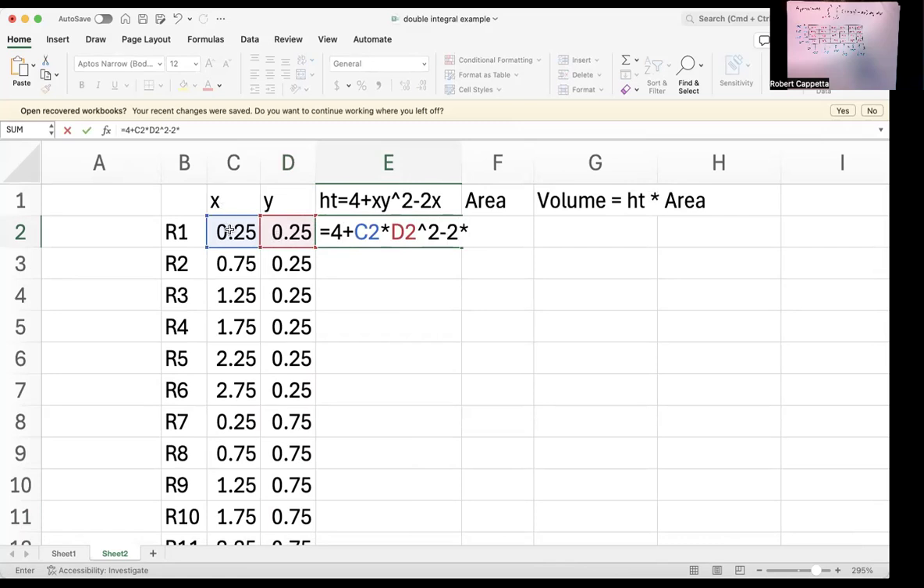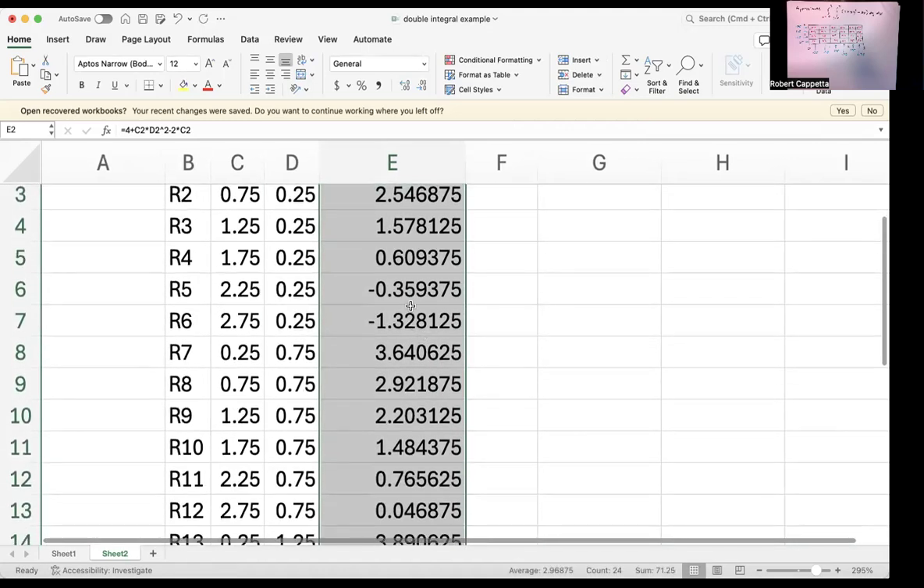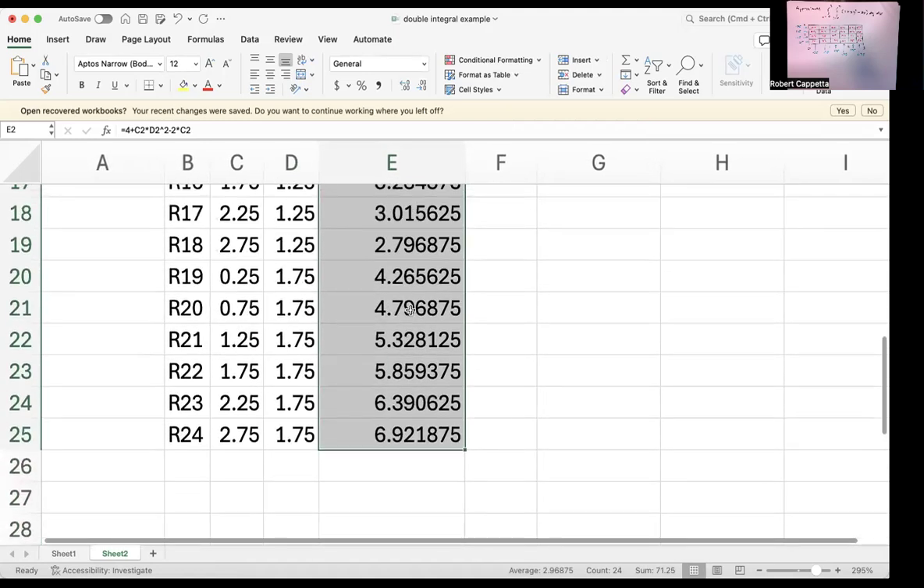Now this actually could go below the xy plane. You could have some negative z values. That's possible. Let's autofill this. So indeed, we had a couple spots where we have negative z values for those rectangles.